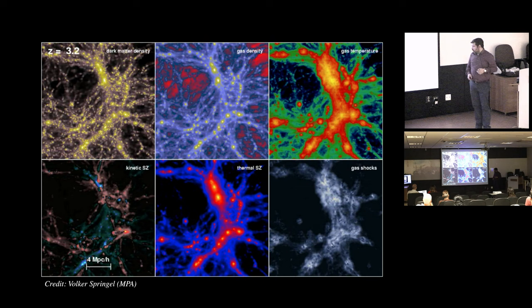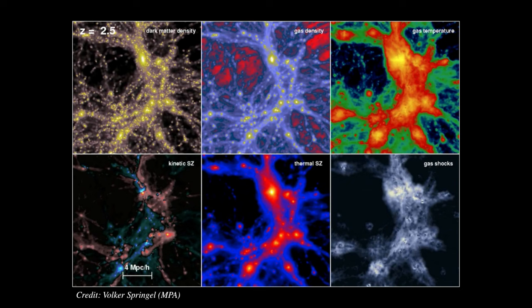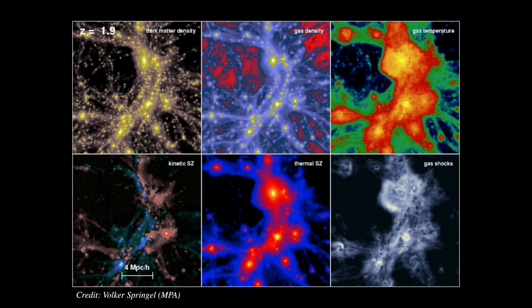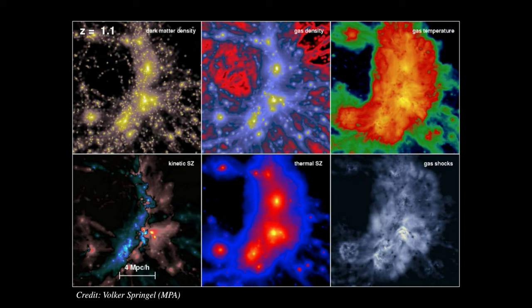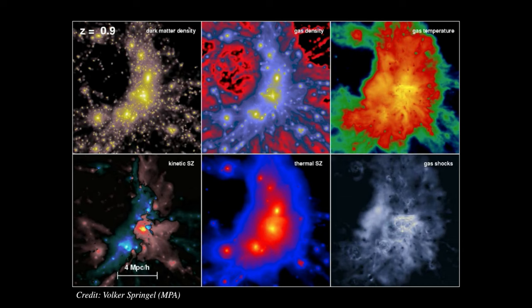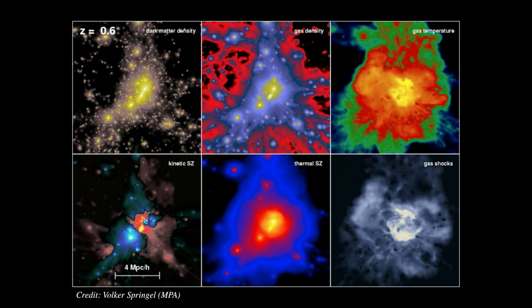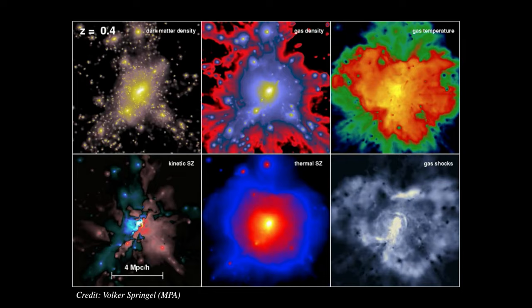I remember Simon White was showing this kind of simulations. This is done by Volker Springel and his group. But I like it because it gives you an idea of what's happening to dark matter and to baryons, the baryons that form the visible components of galaxies, what we can directly observe, right? Baryons are complicated. It's difficult to model baryons. It's difficult to describe baryonic physics, because dark matter is simple.